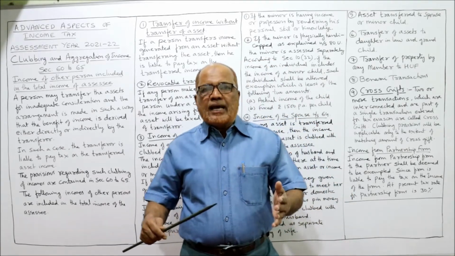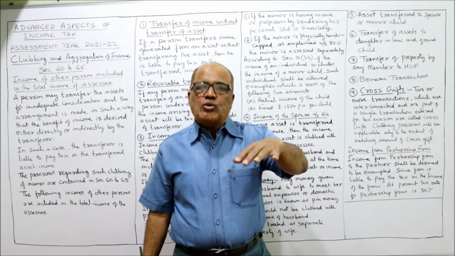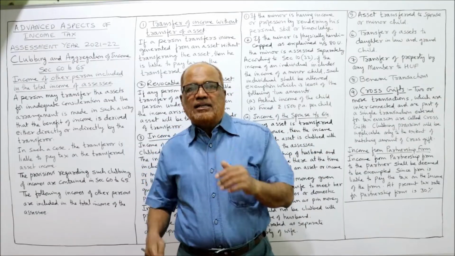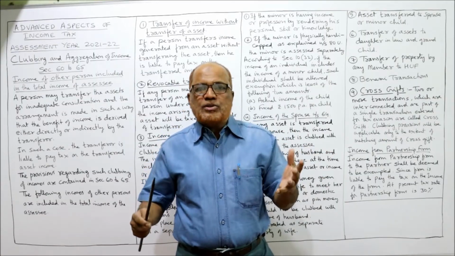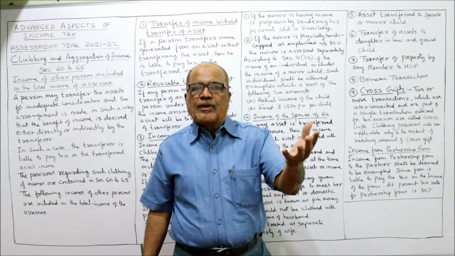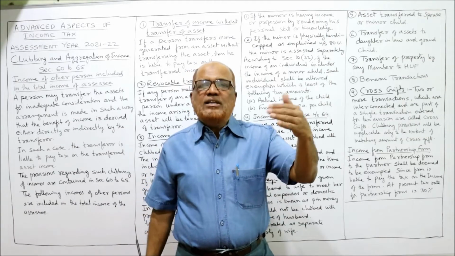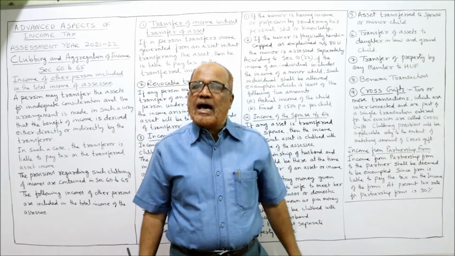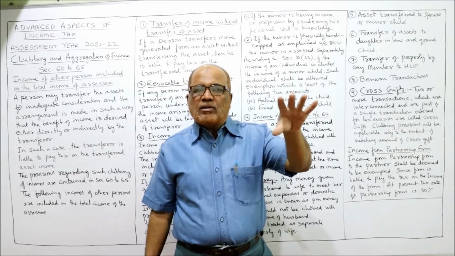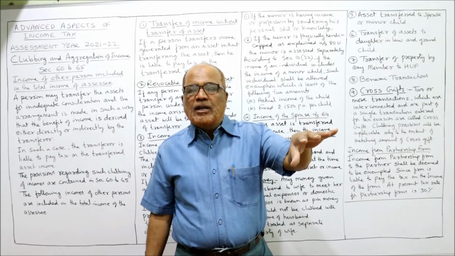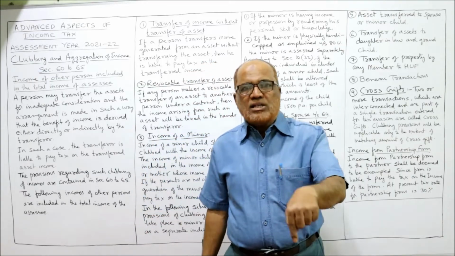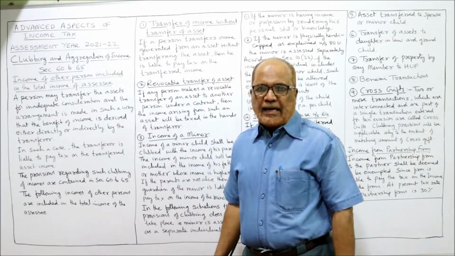For example, Mr. X has transferred some property to Mr. Y. Both are brothers. X is the elder brother, Y is the younger brother. X is a rich person. He has simply transferred the asset without any consideration to Mr. Y, or transferred the income without transferring the asset. He has not transferred the asset, only the income. In that case, whatever income Y has earned will be included in the computation of X, the transferor, and the transferor is liable to pay the tax.